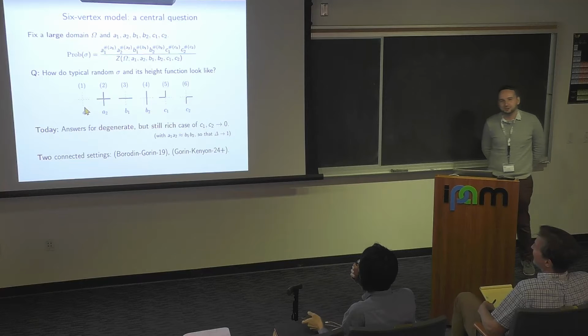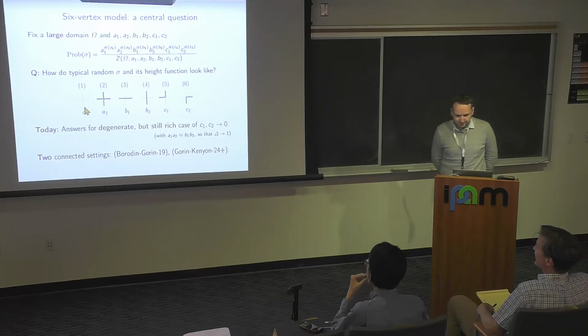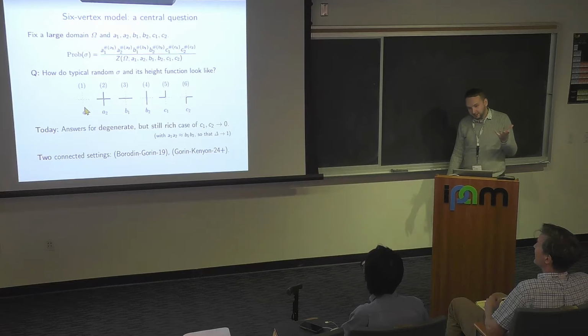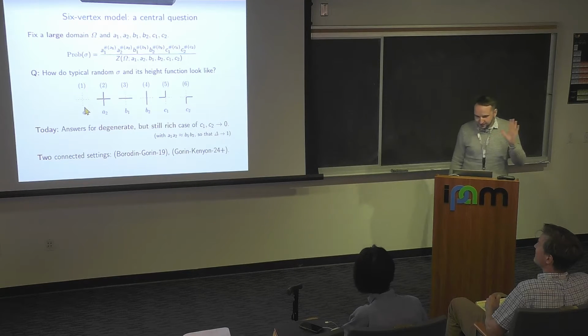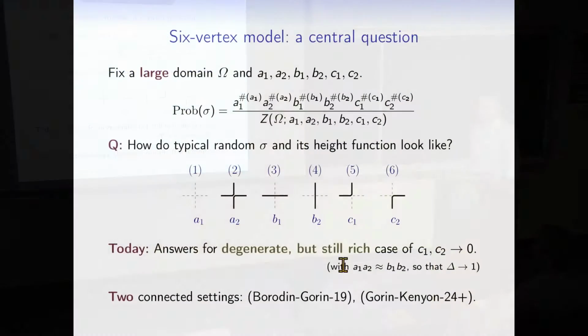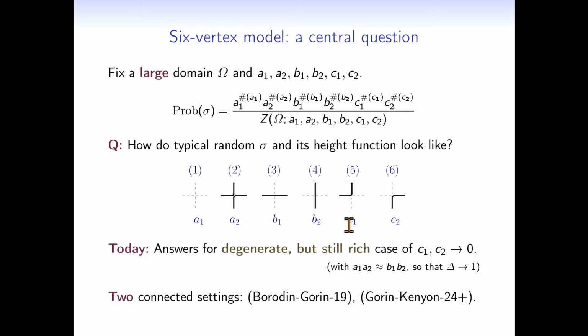So today I will tell about some new information that we managed to obtain in recent years, which is that we managed to obtain some answer to this problem, not in the general situation, general is still wide open, but in a somewhat degenerate situation when you start taking a limit in which these two weights, C1 and C2, corresponding to the corners in your domain, in your path, will be tending to 0. And in fact, other parameters will be all approximately equal to each other. So if you like this parameter delta of the six-vertex model, this delta will be approaching 1.